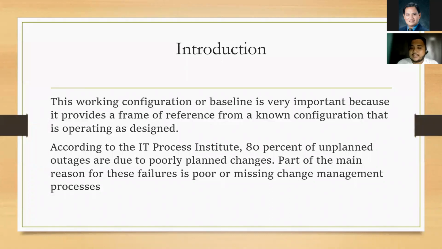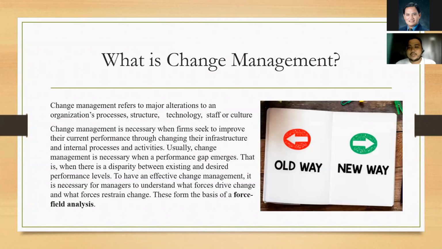According to the IT Process Institute, 80% of unplanned outages are due to poorly planned changes. Part of the main reason for these failures is poor or missing change management process. So what is change management? Change management refers to major alteration to an organization's process, structure, technology, staff, or culture. It is necessary when firms seek to improve their current performance through changing their infrastructure and internal processes and activities. Usually, change management is necessary when a performance gap emerges, that is, when there is disparity between existing and desired performance levels.